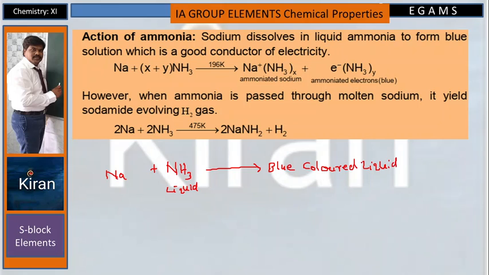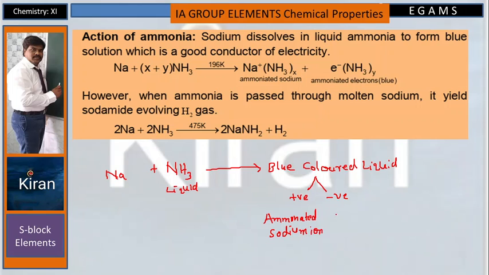Blue colored liquid. This blue colored liquid contains two different ions. One is a positive ion and another one is a negative ion. The most important question: what are the positive ion and negative ion? The positive ion is known as ammoniated sodium ion.